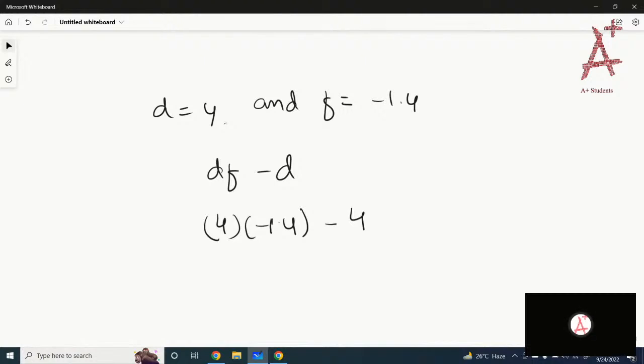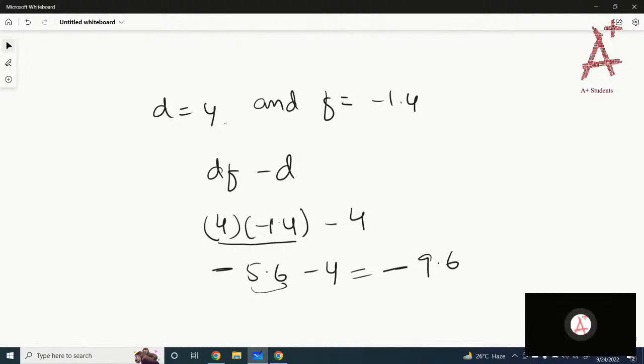So 1.4 times 4, you are multiplying a positive and a negative number. The answer must have a negative sign. So 1.4 times 4 is 5.6, minus 4. So you are adding two numbers with the same sign. So you have to add them, and the answer must have a negative sign because the greater one is 5.6 and it has a negative sign. So it would be negative 9.6. Got it?